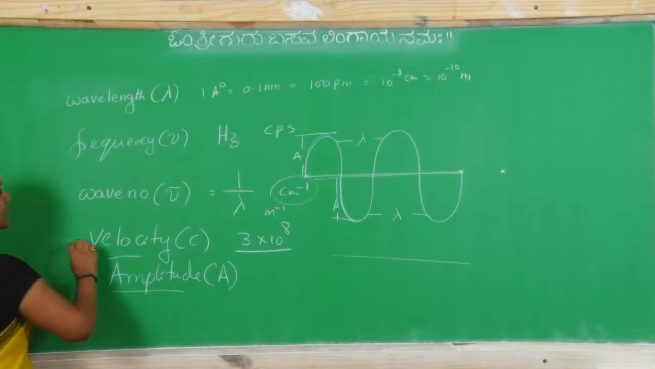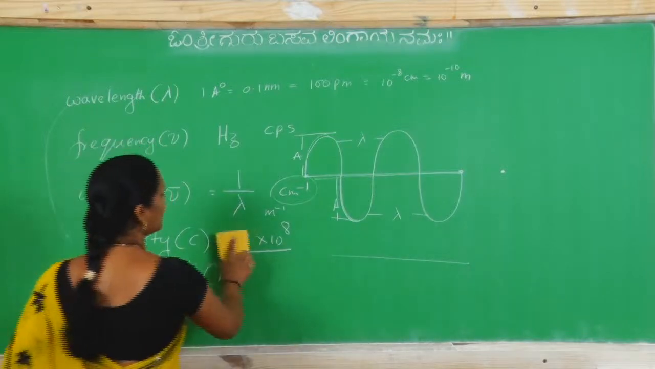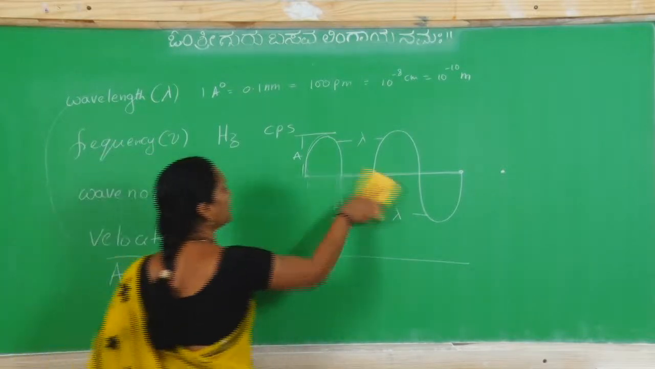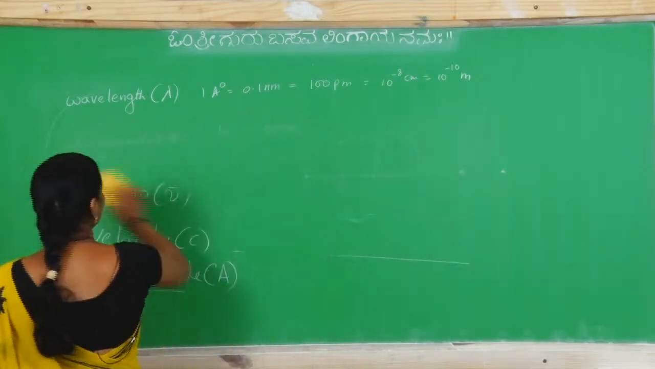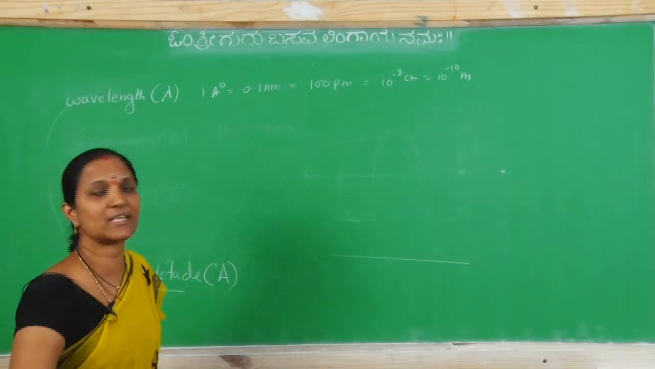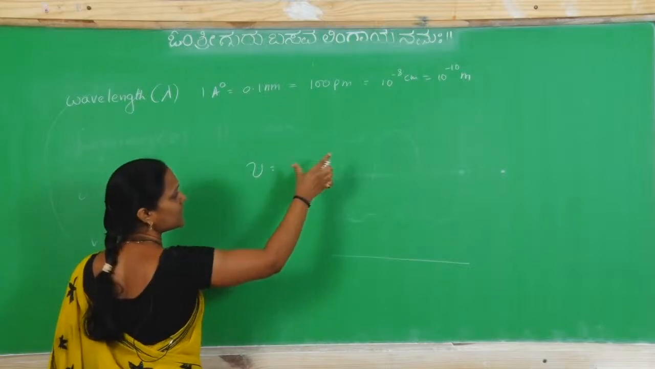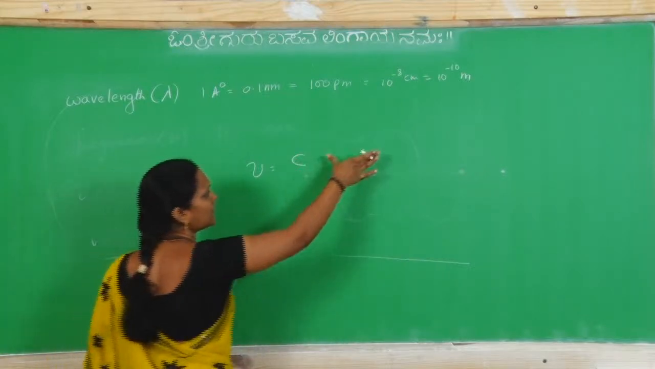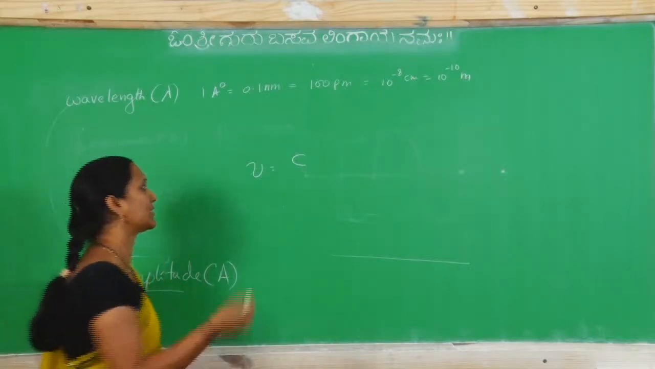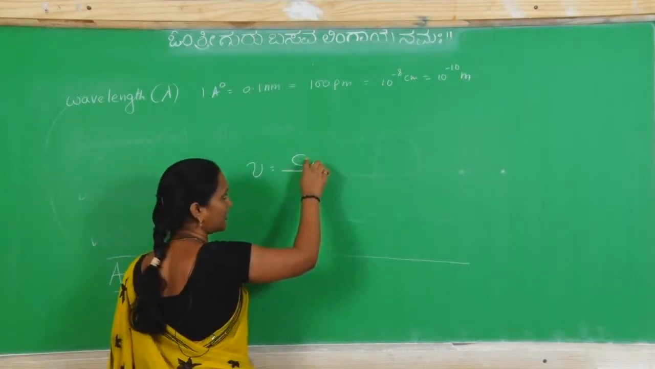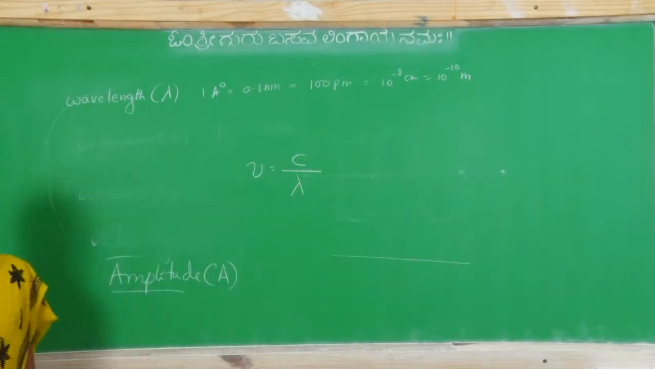Okay. Now, what is the relation between these four: lambda, nu, nu bar and C? In a problem, one they will give, another we have to calculate. To calculate this, what is the relation? Frequency, how many waves cross, depends on the velocity and the distance between the waves. If the distance is more, fewer waves cross. If the distance is less, more waves will cross. That's why it is directly proportional to C and inversely proportional to lambda. Nothing but nu is equal to C by lambda.